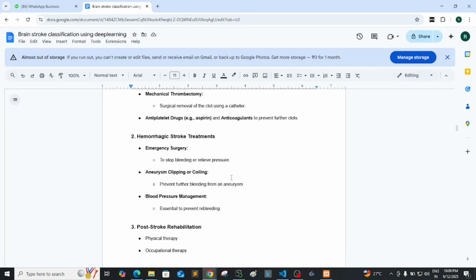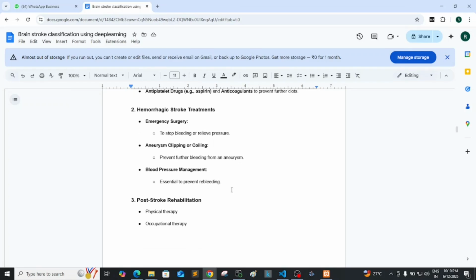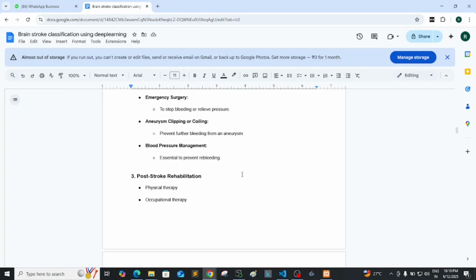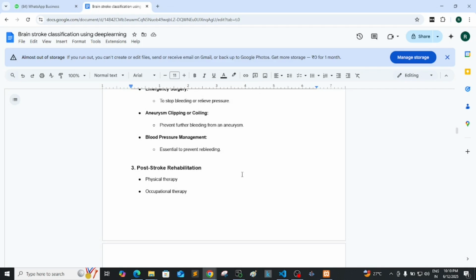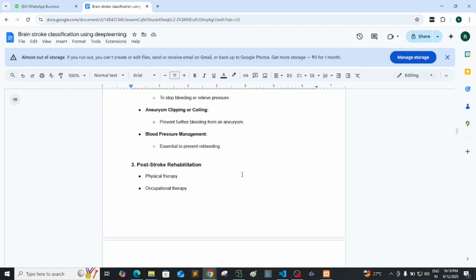Hemorrhagic stroke treatment: how can this kind of brain stroke be treated? Emergency surgery can be done to stop the bleeding, because it happens due to bleeding in the brain. Aneurysm clipping or coiling prevents further bleeding from the aneurysm. And blood pressure management stops rebleeding, so that no further destruction happens in the brain.